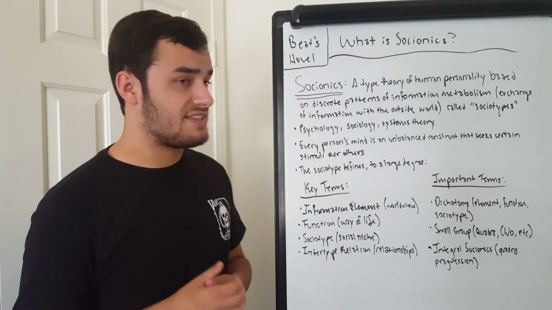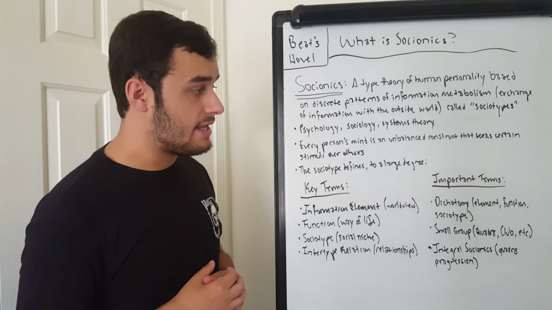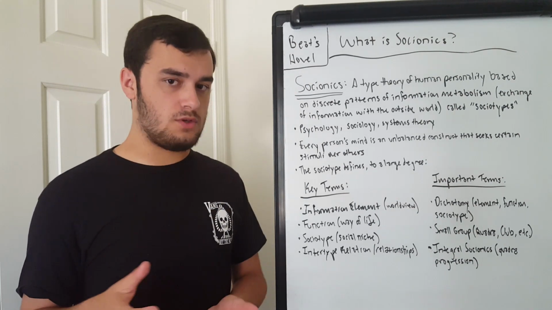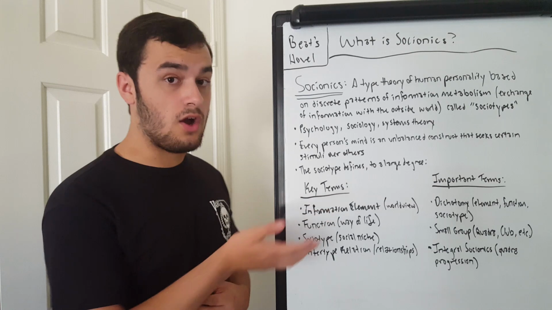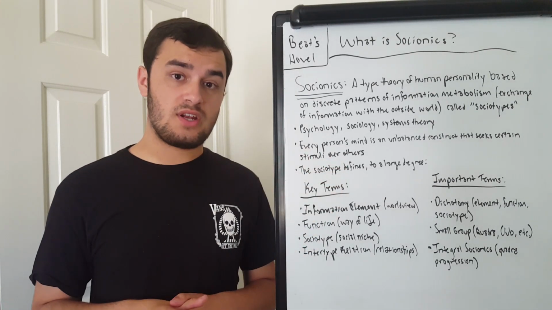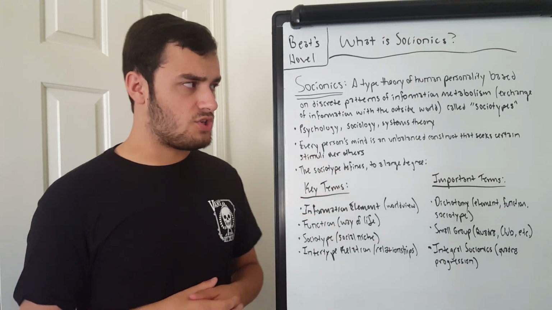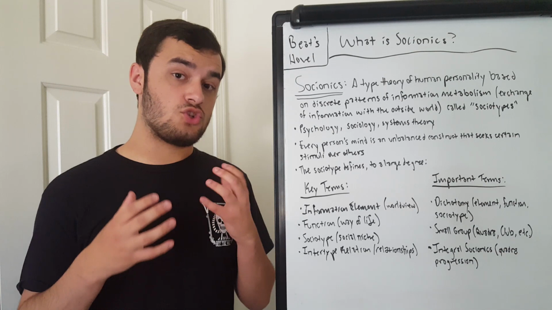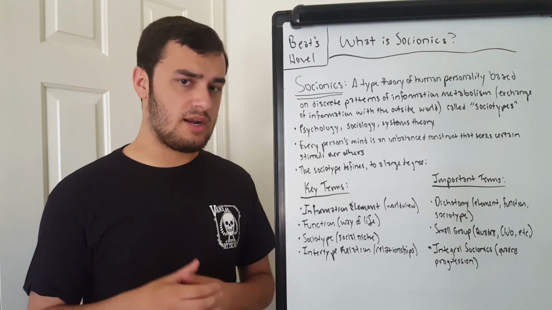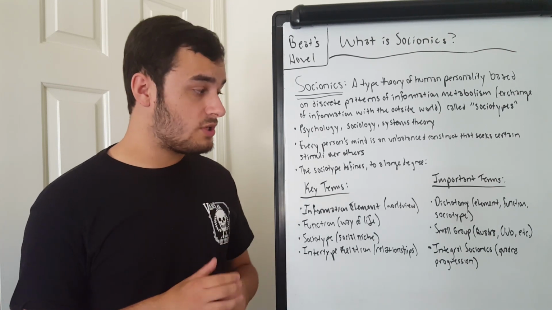So socionics, as a science, a psychological theory, is at the intersection of a few different fields. It's at the intersection of psychology, the study of cognition and behavior; sociology, the study of social groups and society as a whole; and systems theory, which is embodied in socionics, the construction of socionics as a cybernetic model. So it has a lot of different components, it has a lot of different features to it.